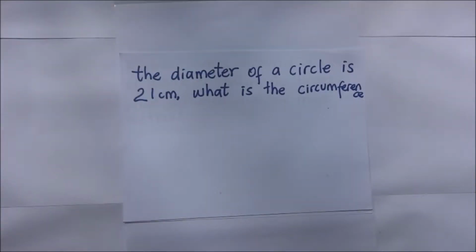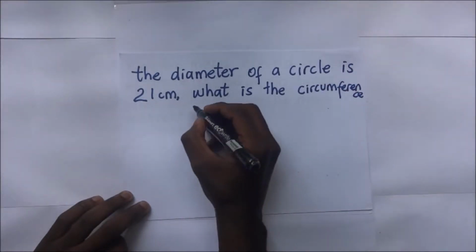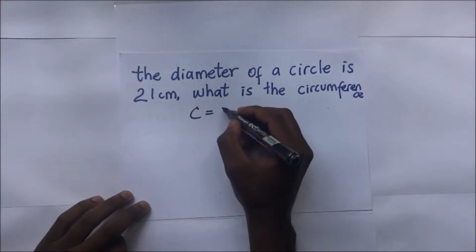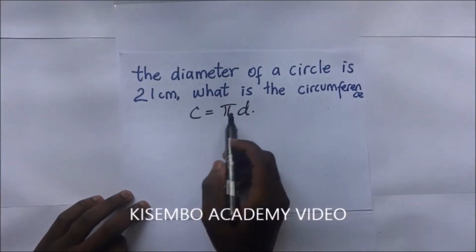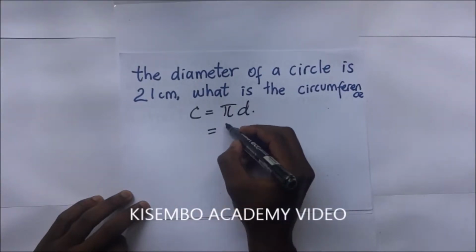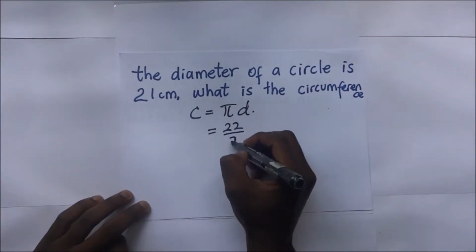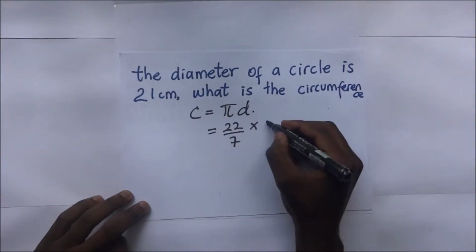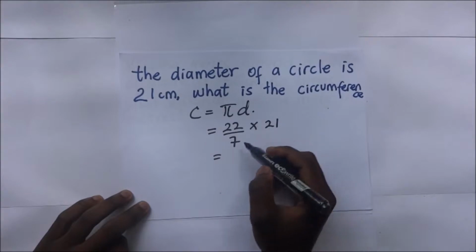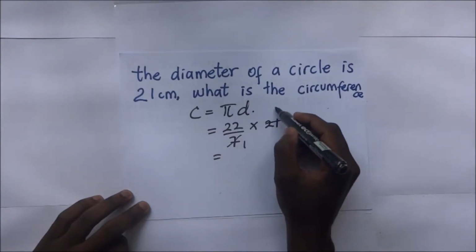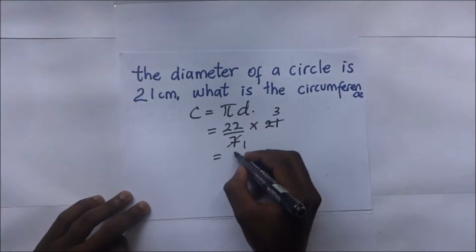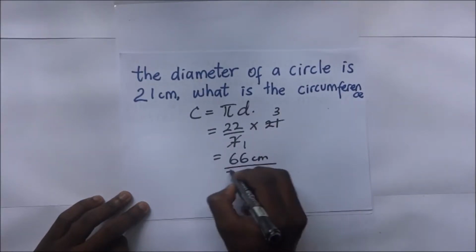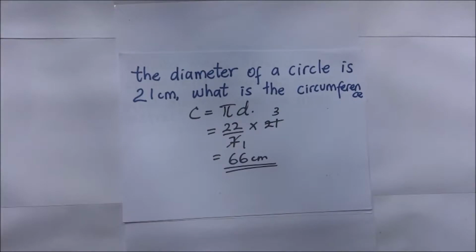The diameter of a circle is 21 centimeters. What is the circumference? So we know that the formula for circumference, C is equal to pi d, or 2 pi r. So they want the circumference of a circle. So our value of pi is 22 over 7, or 3.14. Multiply that by the diameter. They are telling us the diameter of the circle is 21 centimeters. So it means that by 7 once, by 7 thrice, 3 times 22 is 66 centimeters. So the circumference of that circle is 66 centimeters.